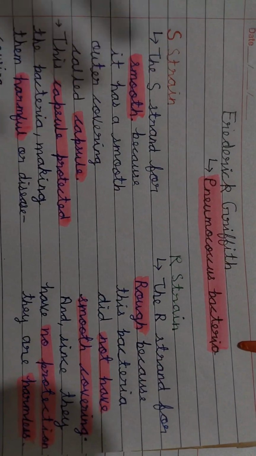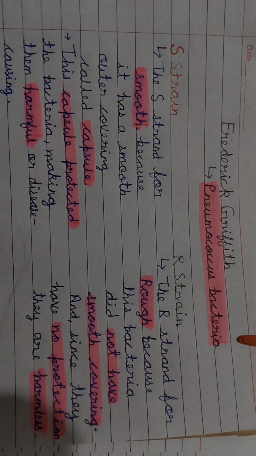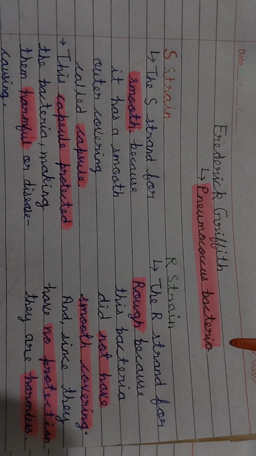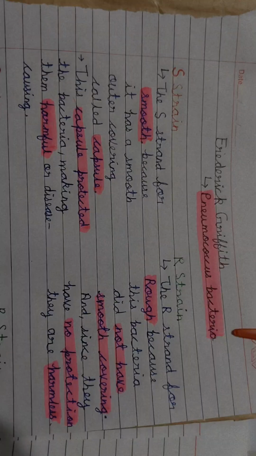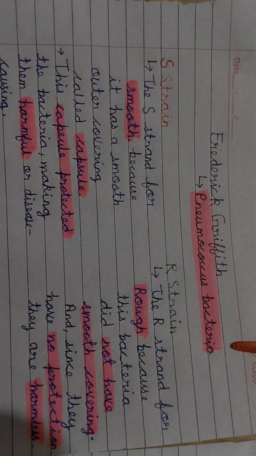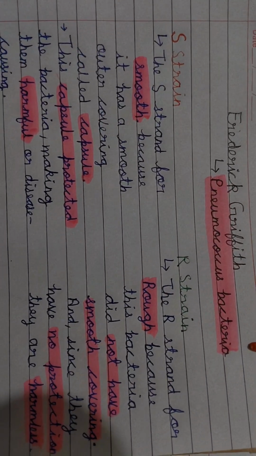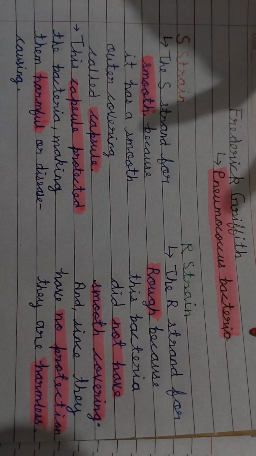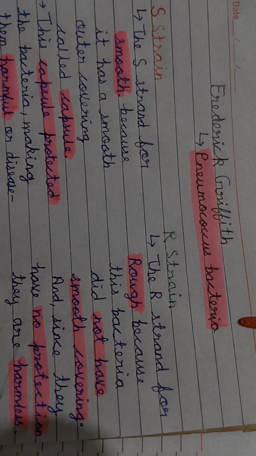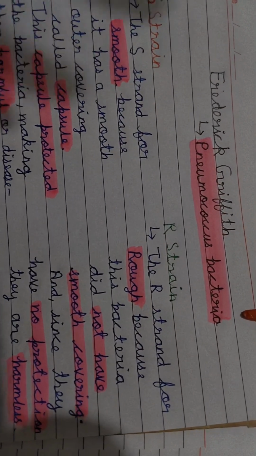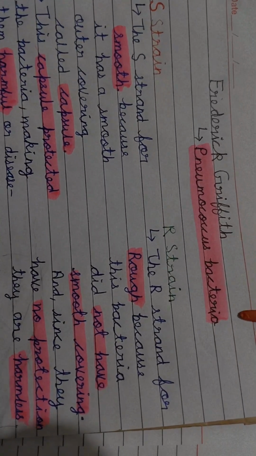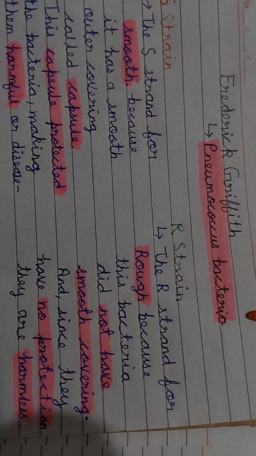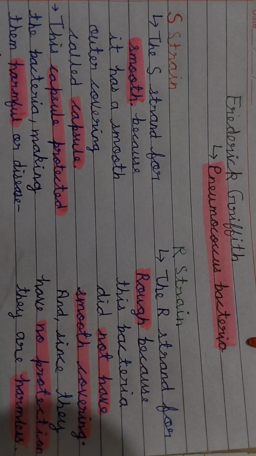The S strain bacteria is smooth because it has an outer covering called a capsule, and that capsule protects the bacteria from the immune system, and that's why it is harmful. While the R strain, R for rough, does not have a smooth outer covering. They have no protection from the immune system. That's why they are harmless.